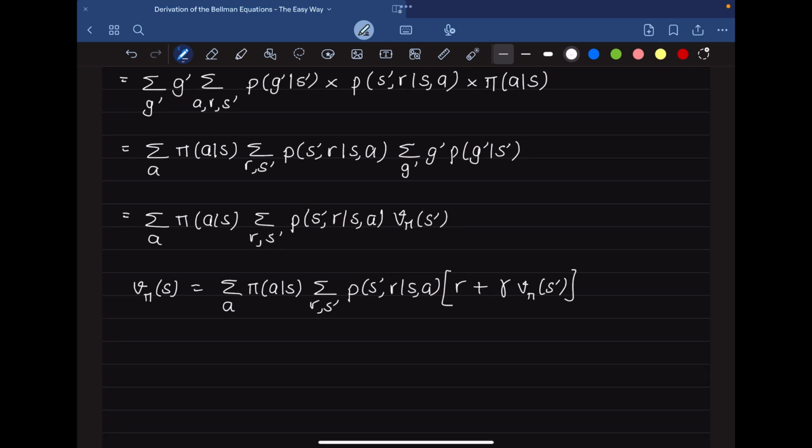So we have proven the Bellman equation for the state value function with the help of just simple mathematics, and we have not used the law of total expectations over here. Now we can similarly prove the Bellman equations for the state action pair value function as well.